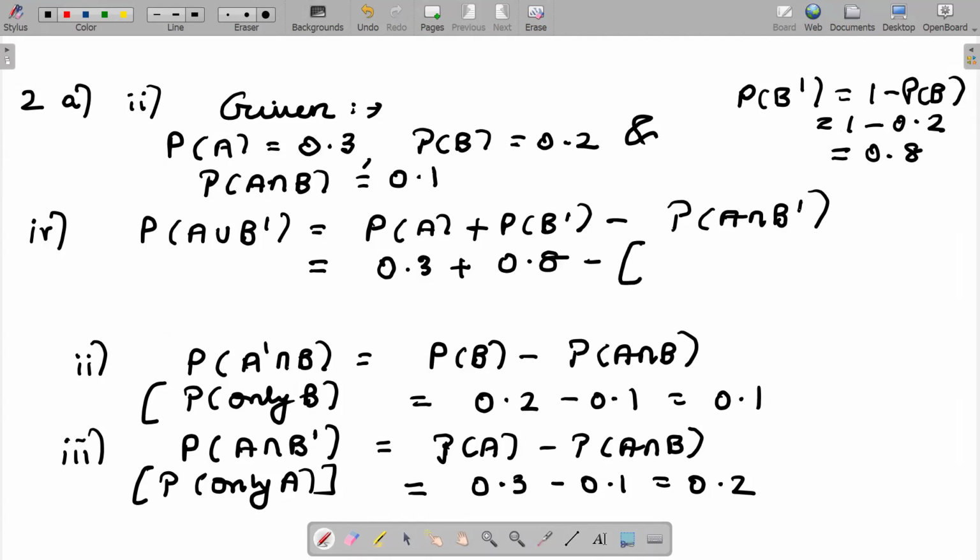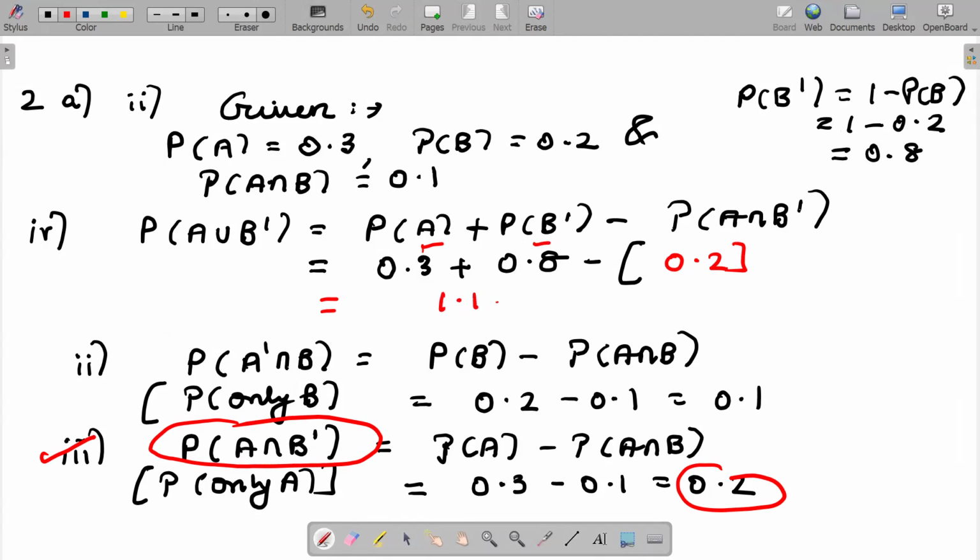Minus probability of A intersection B complement, I have already calculated. See, from part 3, probability of A intersection B complement is how much? 0.2. So this is going to be 0.3 plus 0.8 is 1.1 minus 0.2, which comes out as 0.9. This is my answer for probability of A union B complement. Okay, so hoping all students have understood this.